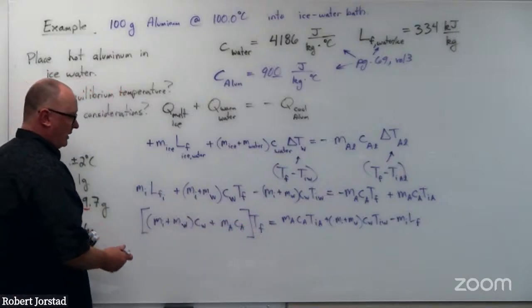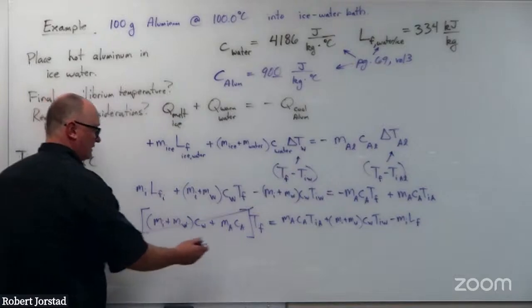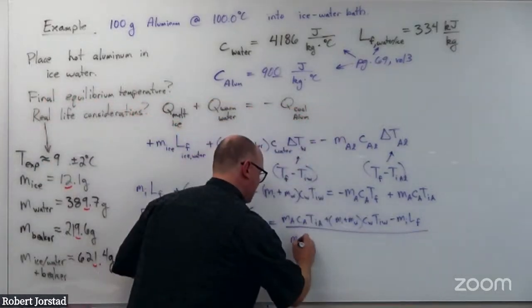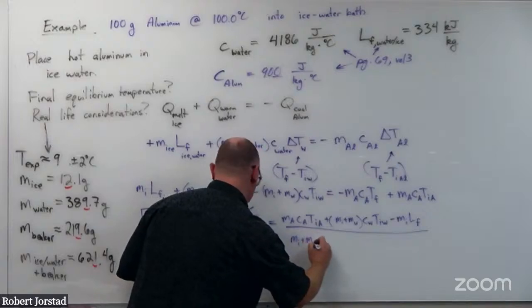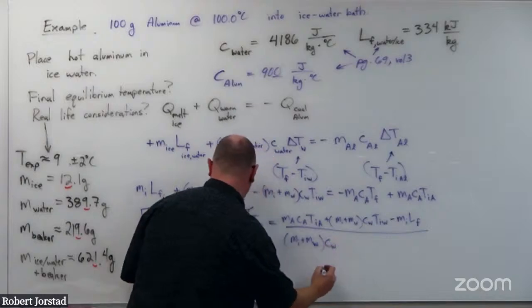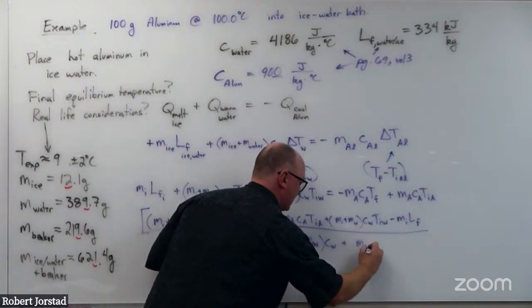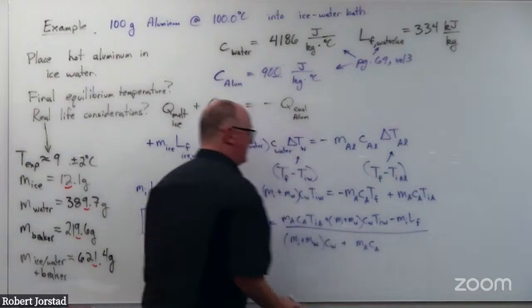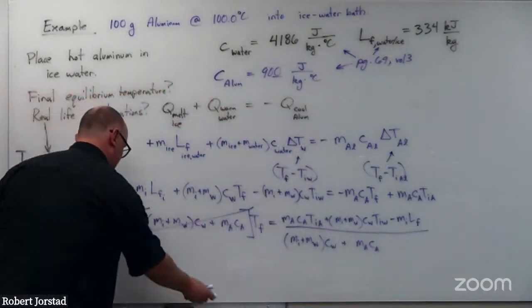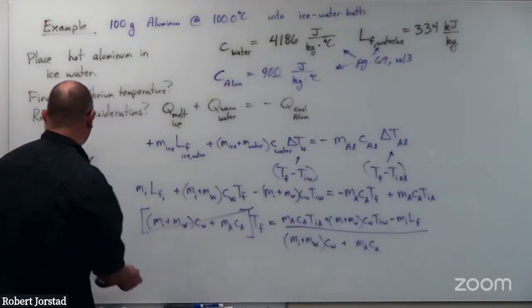So at this point, I can divide through, and what do I get? (M initial plus M_W) times C_W plus M_A C_A. Now, I'm going to go ahead and start calculating here. It's going to take me a minute. I'll race you. So let's see what we get, and then we'll talk about real life.